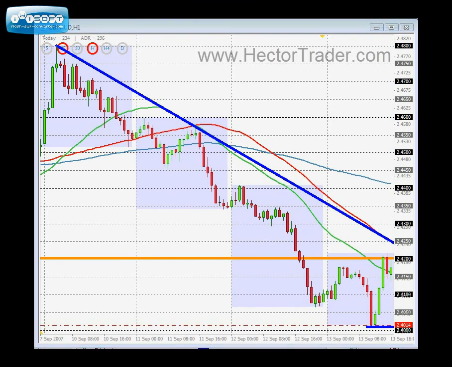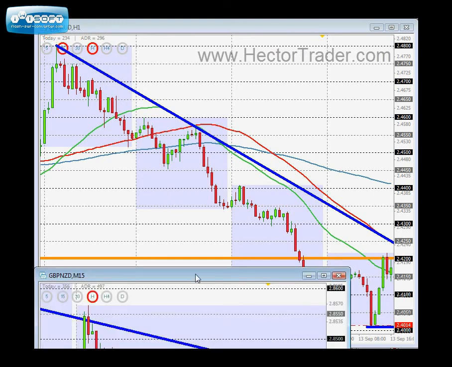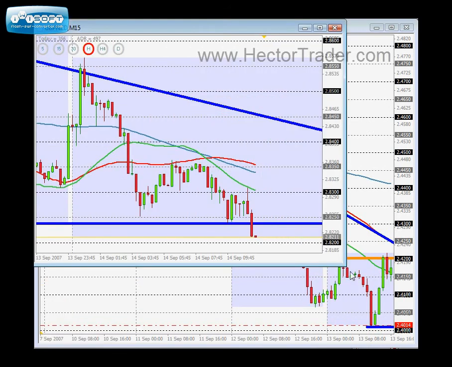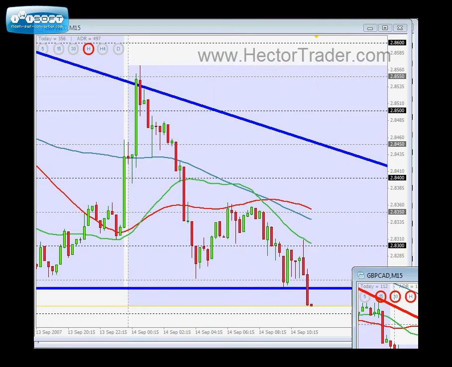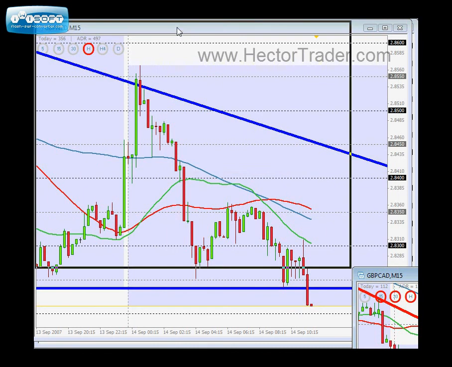The trade that I am involved with is the GBP against the Australian dollar, but there were also very nice looking setups on the GBP against the New Zealand dollar, and also the GBP against the Canadian dollar.